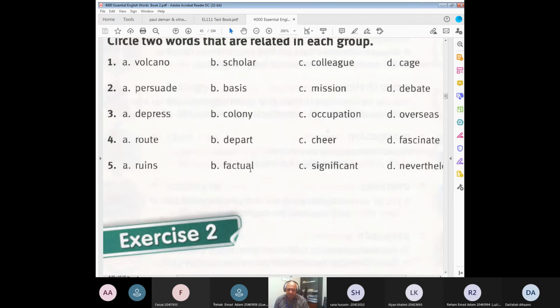Okay, let's move to three. I think it's different. A and C. A and C? No, not really. If you ask me, I would say it's B and D, colony and overseas. If you go back to the text, Dr. Norton went overseas, and where is this overseas? He was checking one of the colonies, right? Where there was this bird that talks.